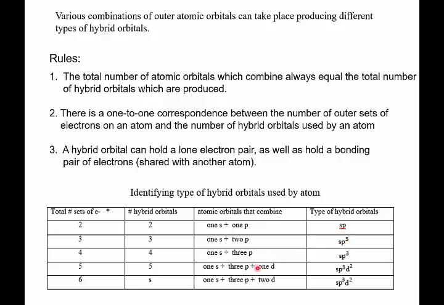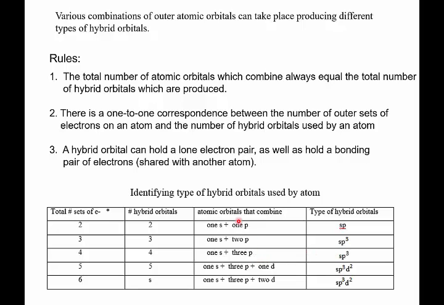All right, let's look at a case where the total number of sets of electrons is 4. Number of hybrid orbitals is the same, 4. What are the atomic orbitals? Well, it has to be 4 atomic orbitals. It always starts with 1s. What number of p orbitals would give a total of 4 would be 3. And so the label, the tag that we give to those is, and this is correct, sp3.